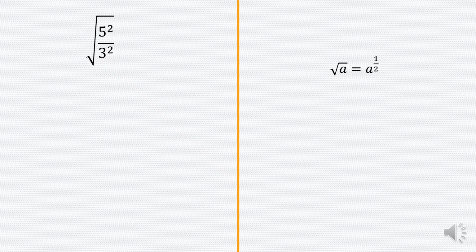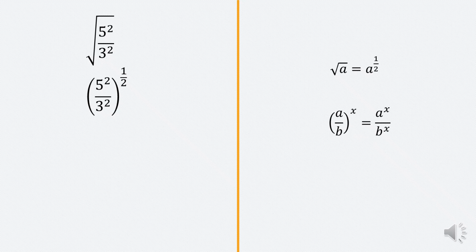Now we apply this identity which says the square root can be written as an exponent of half, right? So let's apply that. It becomes (5^2 divided by 3^2) to the power half. And now we can apply this rule that says we can distribute the exponent over a quotient. So (a over b)^x is the same as a^x divided by b^x. So (5^2 over 3^2)^(1/2) is the same as (5^2)^(1/2) divided by (3^2)^(1/2).